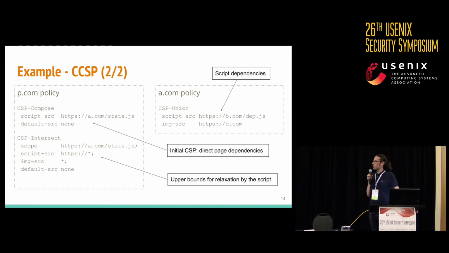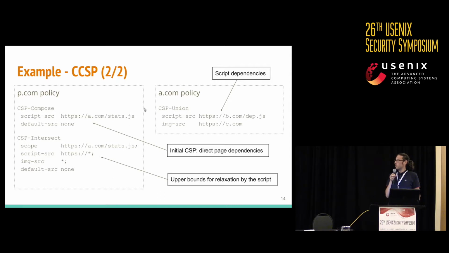The second header, which is called CSP intersect, is the header which provides the upper bound for policy relaxation. And in particular, you can see that these upper bounds have a scope, because I can define that the script which I load from a.com, and which is called stat.js, can relax my policy to whitelist some additional scripts which must be loaded over HTTPS. So I don't allow the inclusion of scripts over HTTP in this specific case. And the script is also entitled to get images from every place on the web, however it likes, using HTTP or HTTPS, but no other relaxation is possible by part of the script.